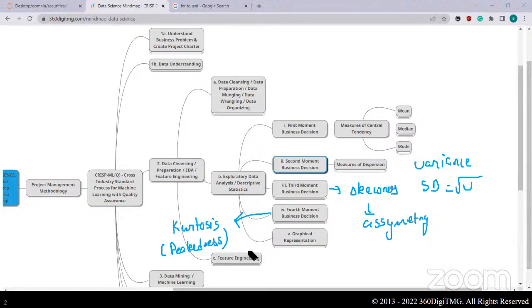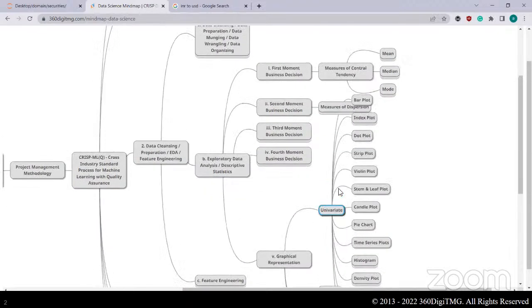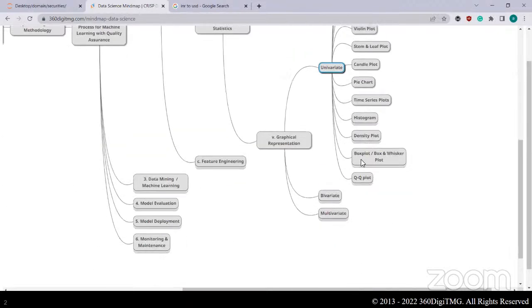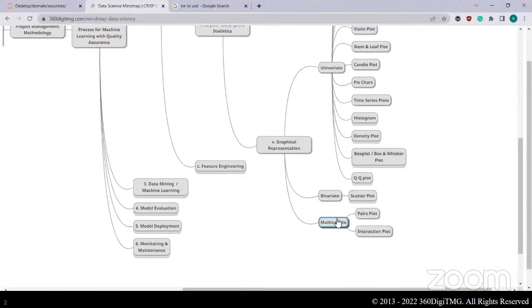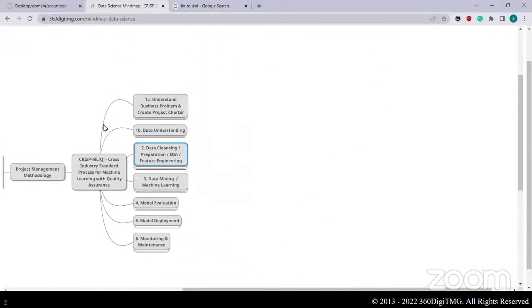And then you have graphical representation. Graphical representation is something we have already covered. So in graphical representation, you are taking the univariate, bivariate, and multivariate. So let's take a look at a few examples. Univariate is bar plot, dot plot, histogram, density plot, box plot, QQ plot. Bivariate is scatter plot. Multivariate is pairs plot or interaction plot. Okay, so that is EDA and preprocessing. Now let's take a look at a code and we'll see how this works in real life.